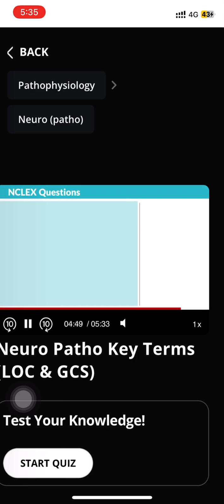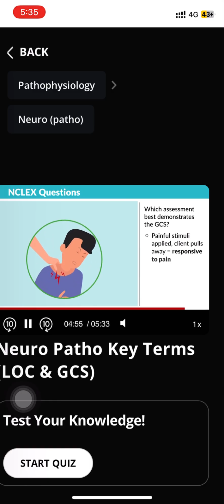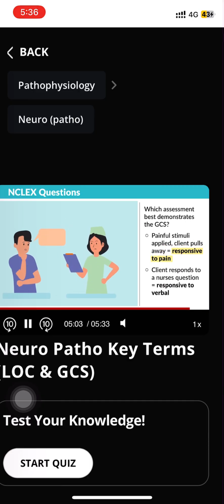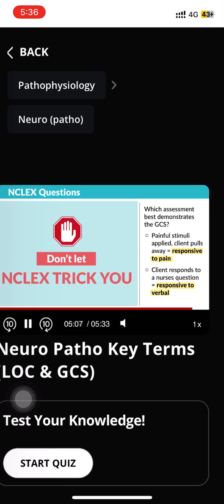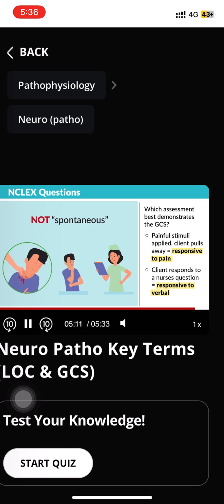Now, another common NCLEX question here is which assessment best demonstrates the GCS? So painful stimuli that is applied and the patient pulls away. This is responsive to pain. And a client responds to a nurse's question. This is responsive to verbal. So don't let the NCLEX trick you here. Again, this is not spontaneous since these clients are responding to a stimuli. So responding to the pain or responding to the verbal cue.